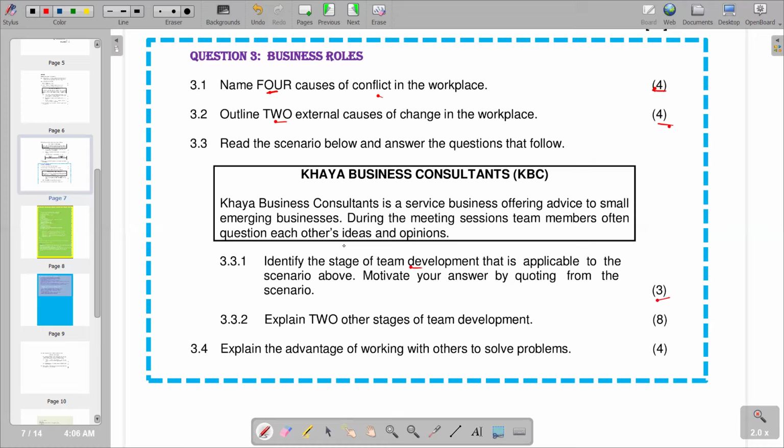Then our question is asking us to identify the stage of team development that is being highlighted in the scenario that we are given. But we know that we've got various stages of team development. We can have forming as one of the stages, and there's also storming as one of the stages of team development. But by looking at our scenario, you would see that there is a key area where they are saying team members often question each other's ideas and opinions. That's where the key is, and we know that this relates to the storming stage.